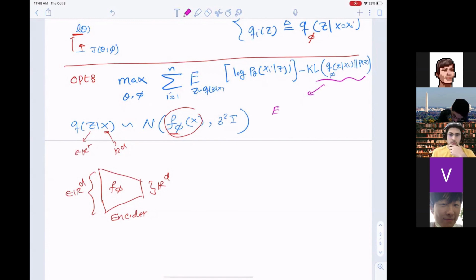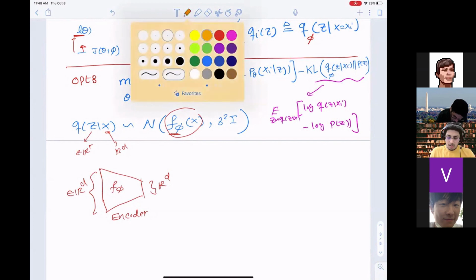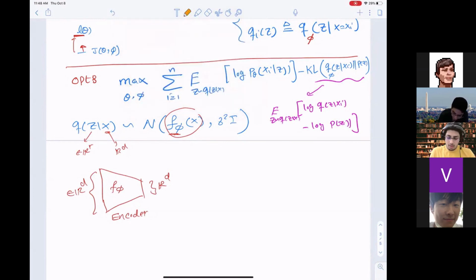I have expectation over Q of log of Q of Z given Xi minus log of P of Z. Okay, so let's replace everything that we have. So the first term, what is the first term? Log of P of x given Z. What is that distribution? It's a Gaussian distribution with a mean G of Z and a sigma squared identity covariance, right? So I can just replace everything and see what I get.